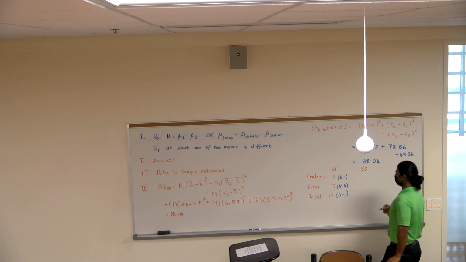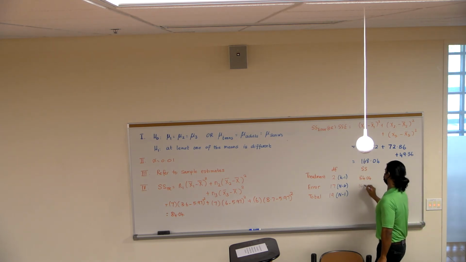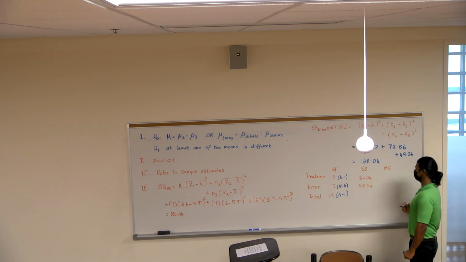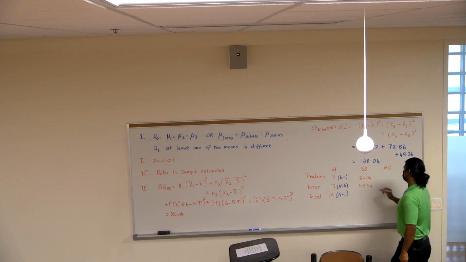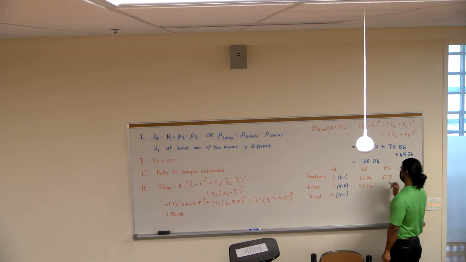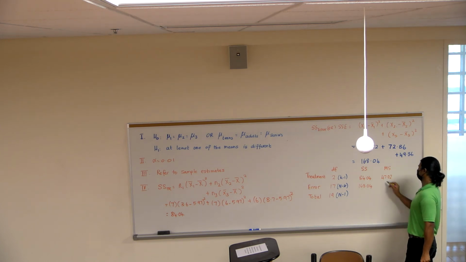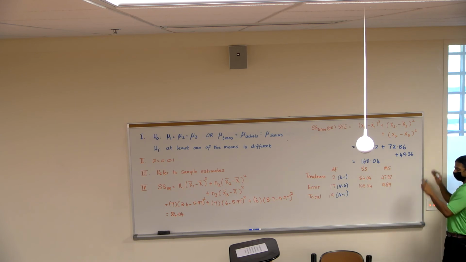Sum of squares for the treatment is 84.04. Sum of squares for error is 168.04. How do we find the mean squared? Right here. SS divided by the DF, which would be 42.02. 168.04 divided by 17, what do we get? 9.885.